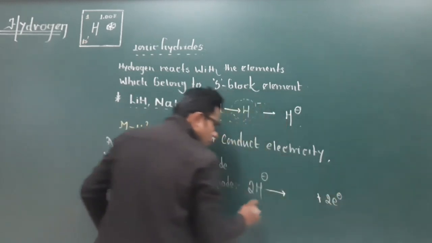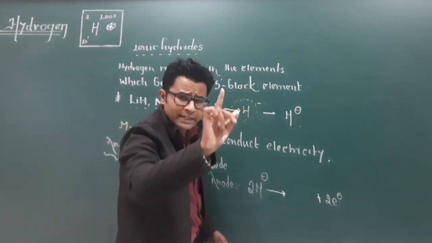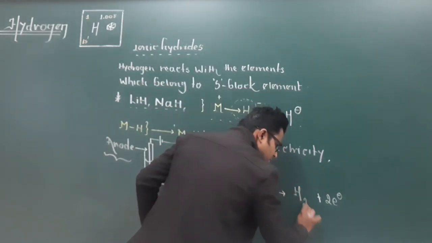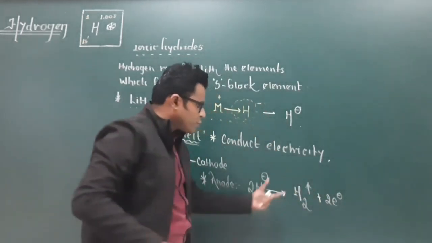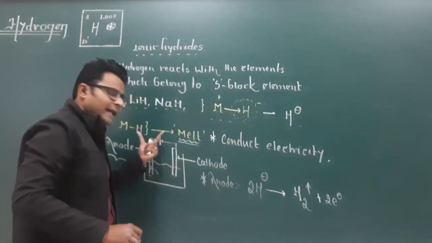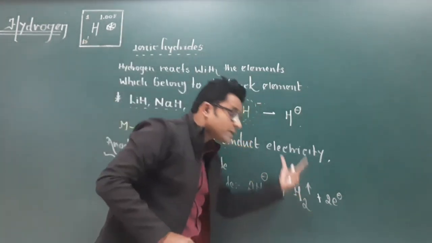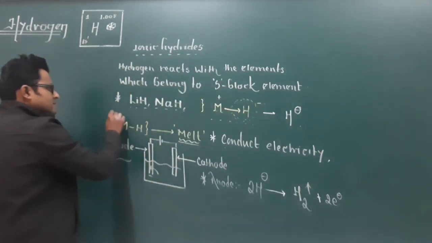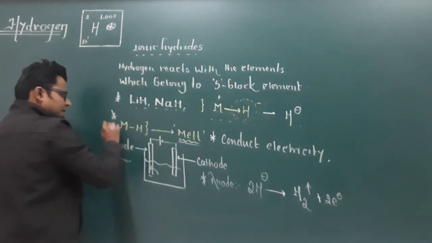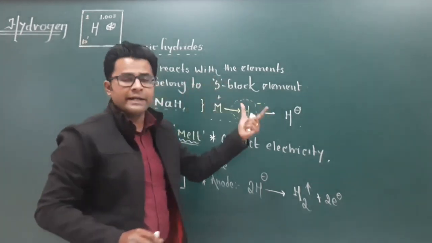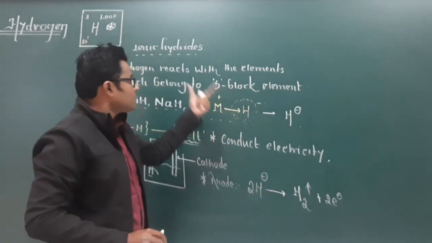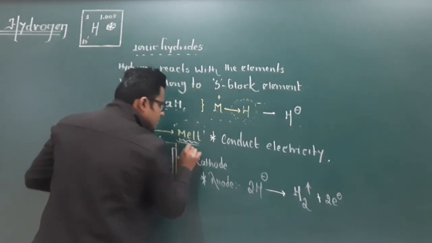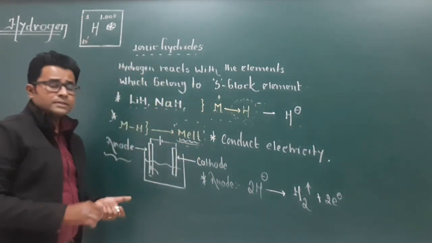Why is it losing 2 electrons? Every single hydrogen with a negative charge is giving 1 electron, and that is going to escape from the anode in the form of hydrogen gas. Okay, so this particular experiment proves that the metal hydrides over here are going to conduct electricity in their molten condition, right?